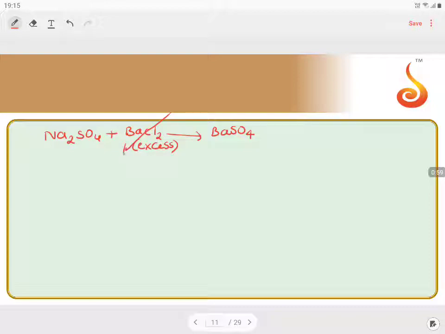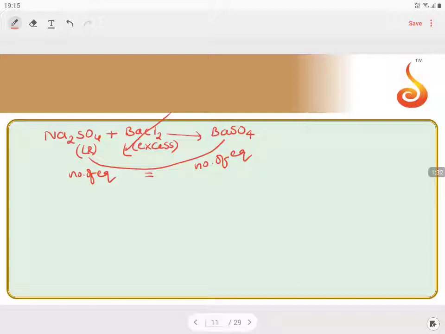So the minute it is in excess, we need not consider this part. So Na2SO4 becomes your limiting reagent. Whichever is the limiting reagent, the equivalence is taken with respect to it. So the number of equivalents of Na2SO4 will be equal to the number of equivalents of barium sulfate. The product of a chemical reaction will always have equivalence equal to that of the limiting reagent. This is the law of chemical equivalence.